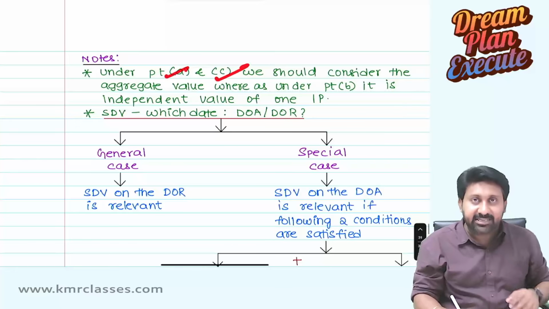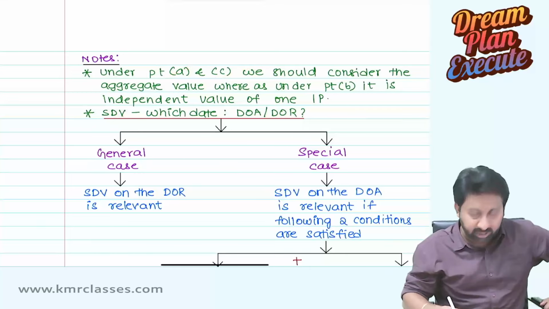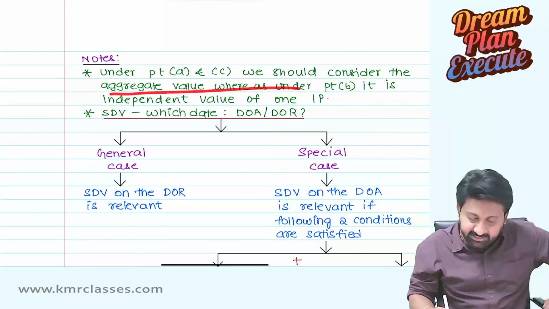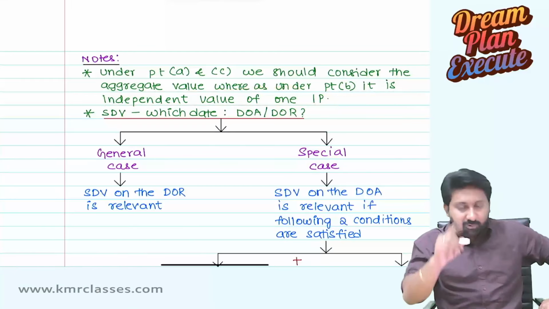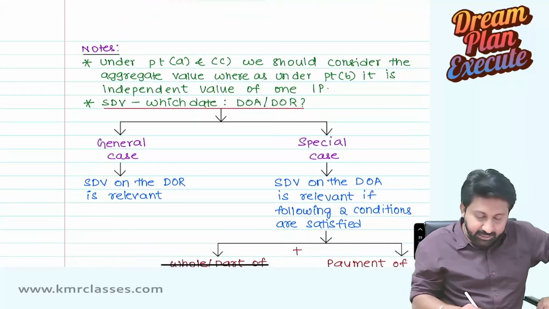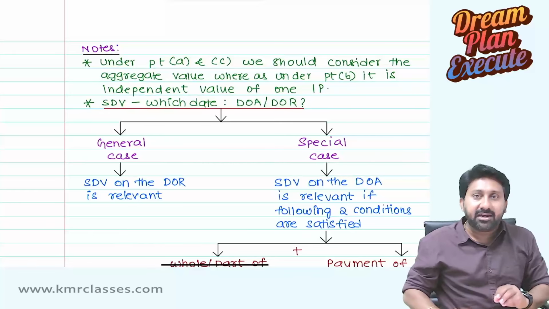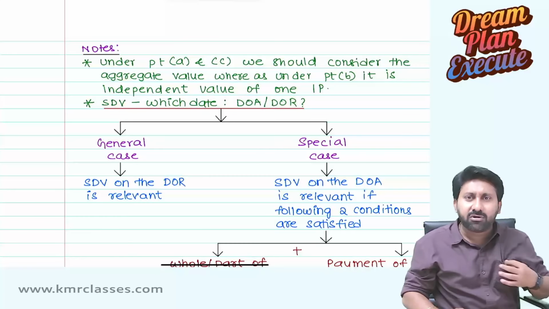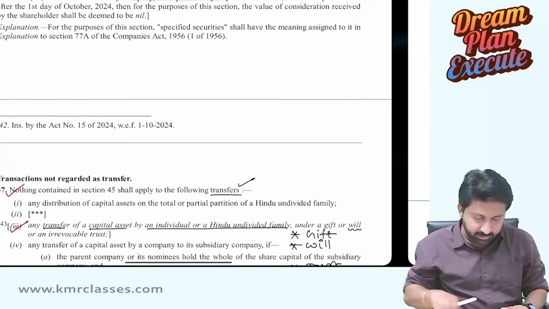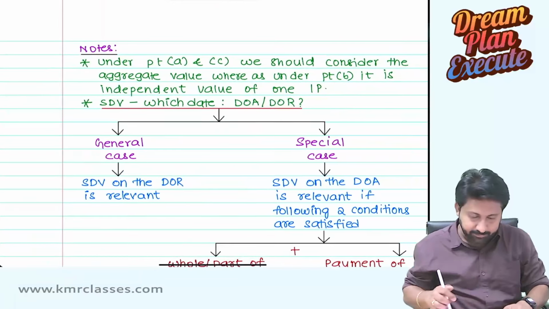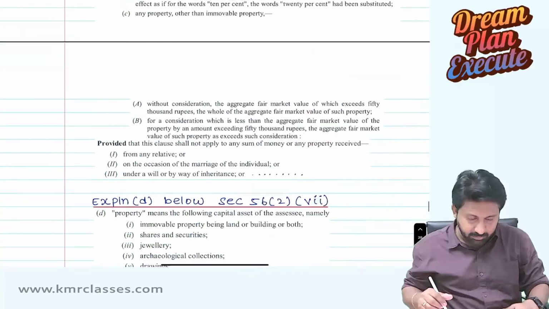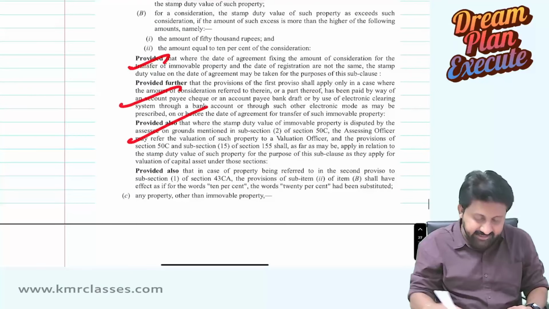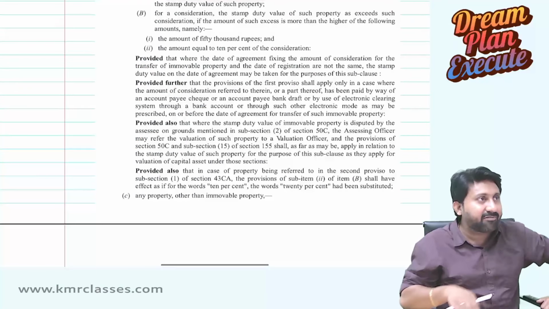Under points A and C, that means sum of money and movable property, we should consider aggregate value, whereas under point B, it is the independent value of one immovable property. Next one, stamp duty value will be taken to be the cost of acquisition. What is the stamp duty value? On what date should you take the stamp duty value, agreement date or registration date? That is what is given in the provisos.